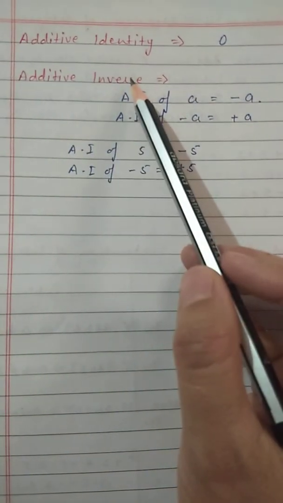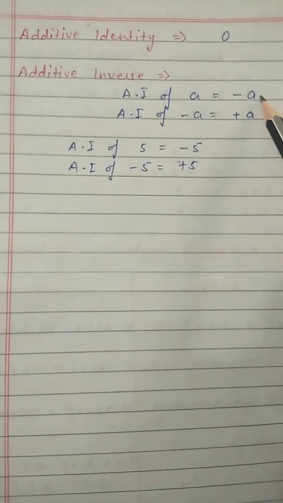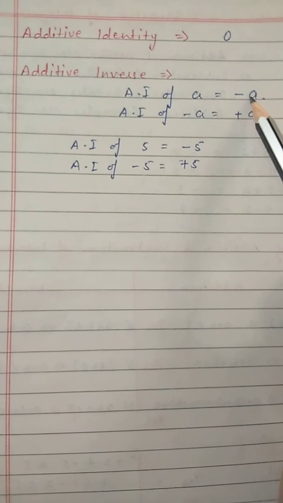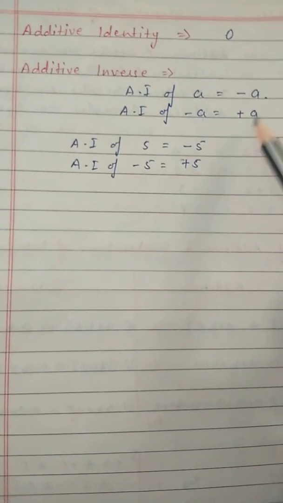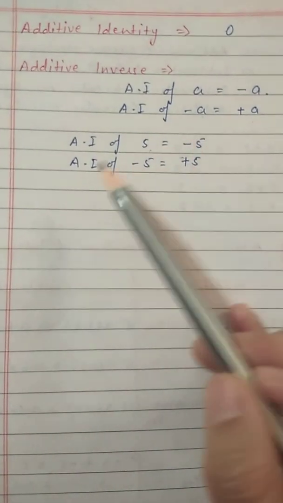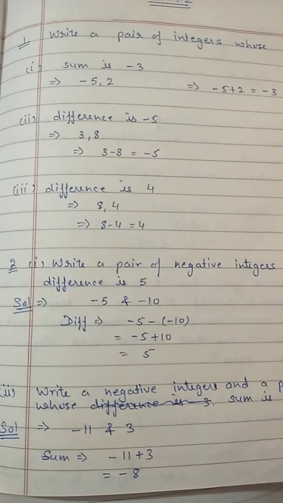Then additive inverse. The additive inverse of a number is just changing the symbol of that number. If suppose you have a, the additive inverse of a will be minus a. And for minus a, the additive inverse will be plus a. For example, the additive inverse of 5 will be minus 5. The additive inverse of minus 5 will be plus 5.